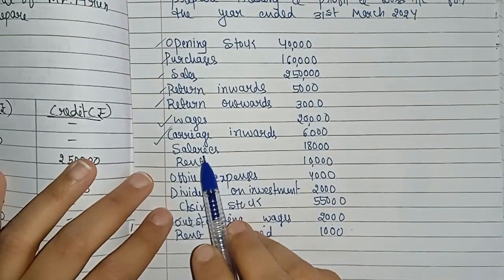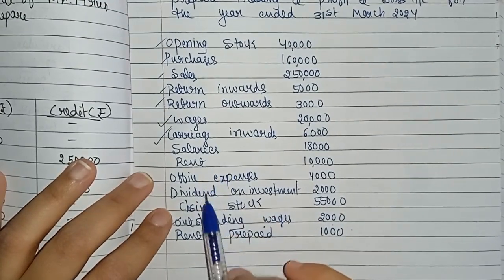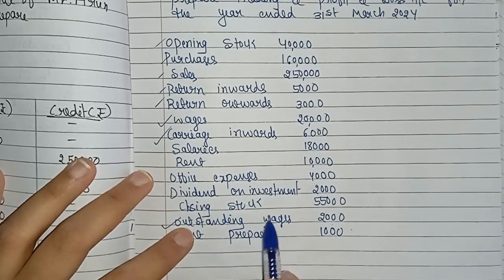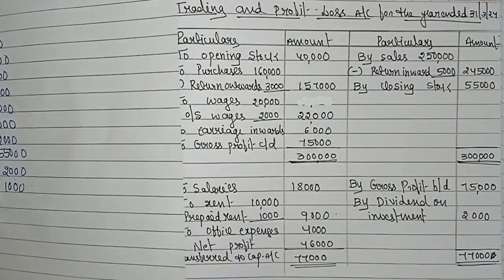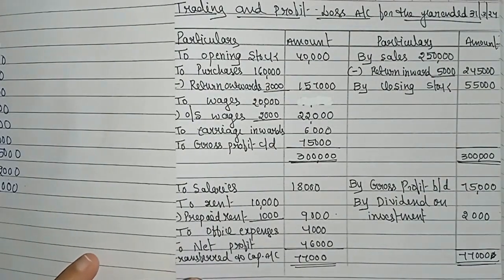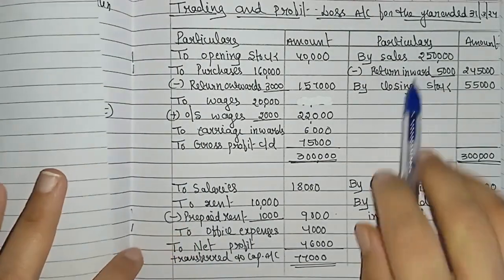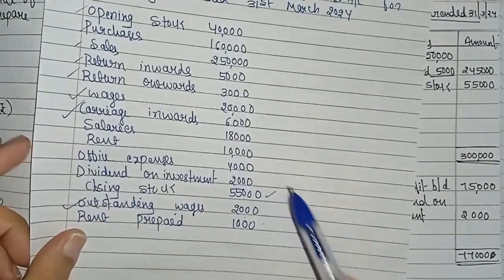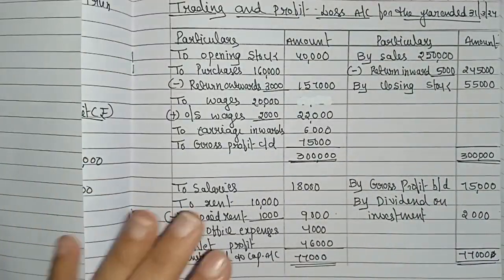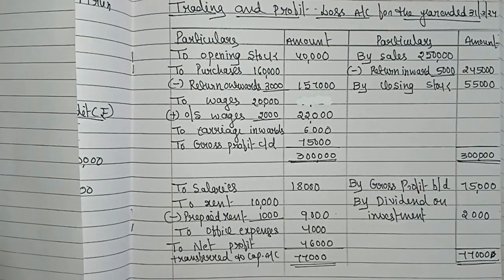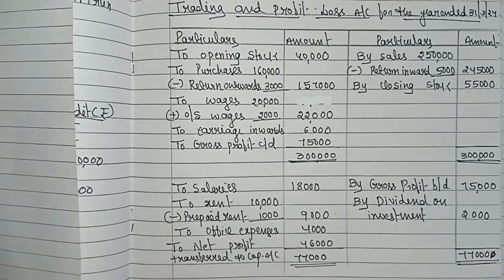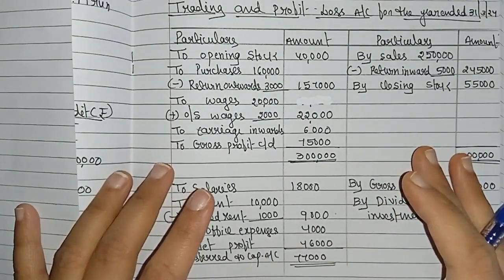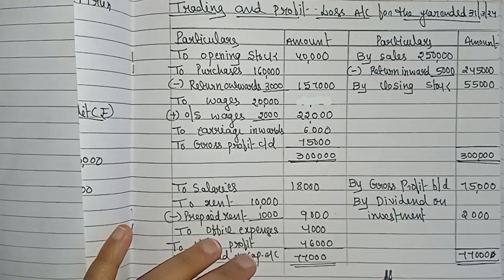Now salaries, it is an indirect expense. Rent also, office expenses also, dividend on investment is an indirect income. Now closing stock. Write down on the credit side. Clear? Write down on the credit side of the trading account. See, by closing stock, how much? That is rupees 55,000. So why is closing stock entered in the trading account? Because it helps us to find out the correct cost of goods sold and gross profit. Clear?